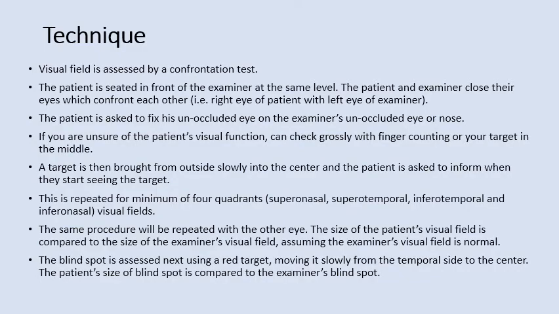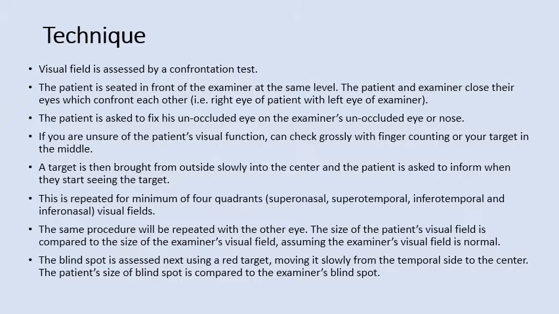The meaning of confrontation is basically you ask a patient to sit right in front of you at the same level, and the patient and you yourself will close the eyes which are confronting each other. For example, when the patient closes the right eye, then you close the left eye. So the occluded eye is on the same side, and the unoccluded eye is on the same side, for both the examiner and the patient.